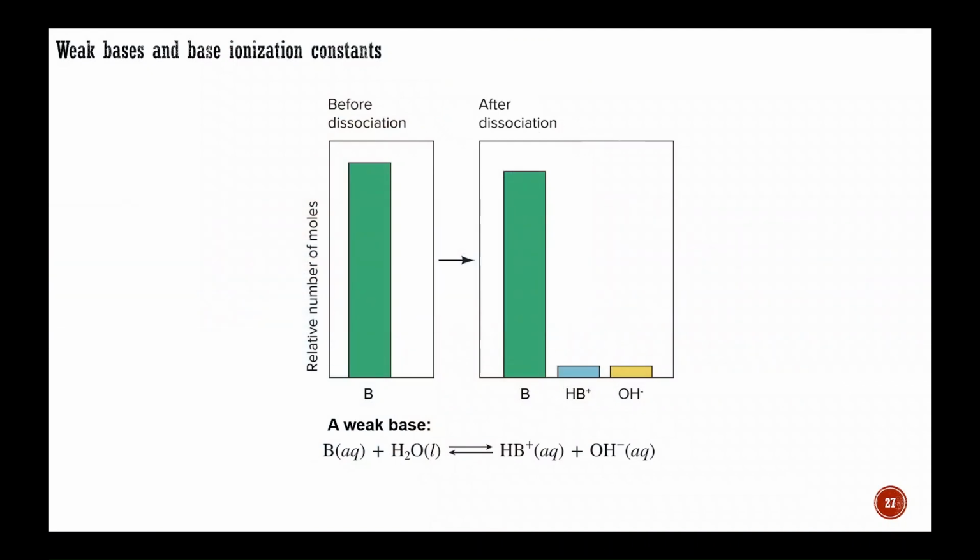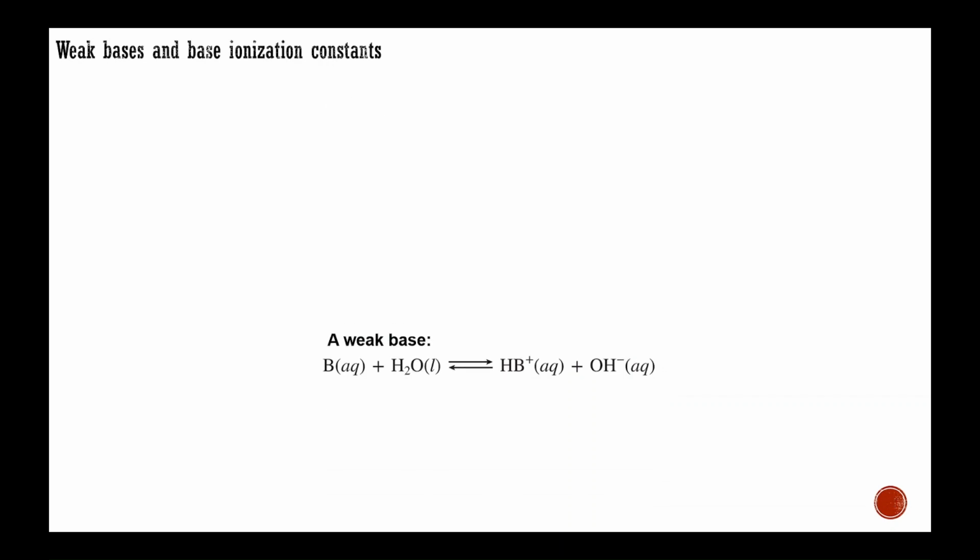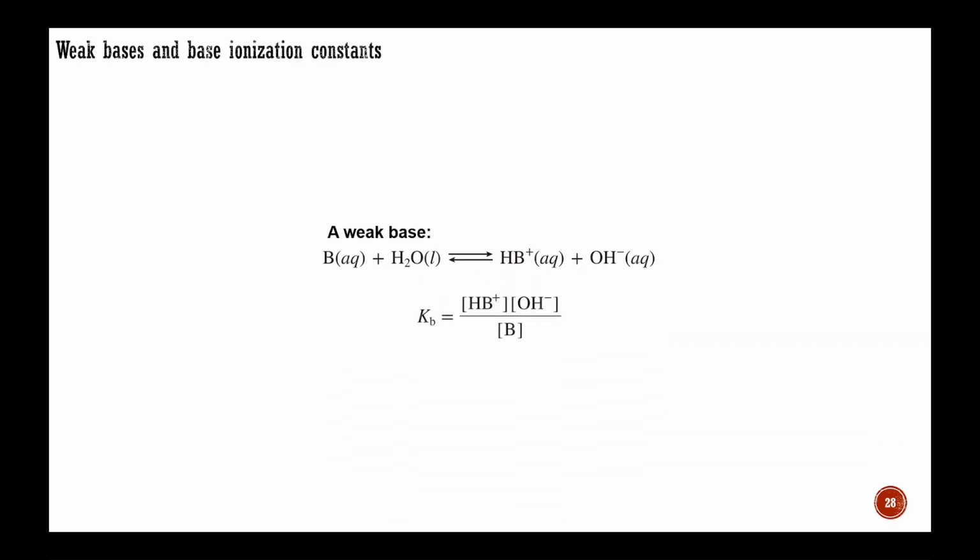The ionization of a weak base is incomplete and can be analyzed in the same way as the ionization of a weak acid. The ionization of a weak base can be represented by the equation shown here, where B is the weak base and HB+ is its conjugate acid. Accordingly, the equilibrium expression for the ionization can be written as shown below, with Kb representing the equilibrium constant, specifically known as the base ionization constant.